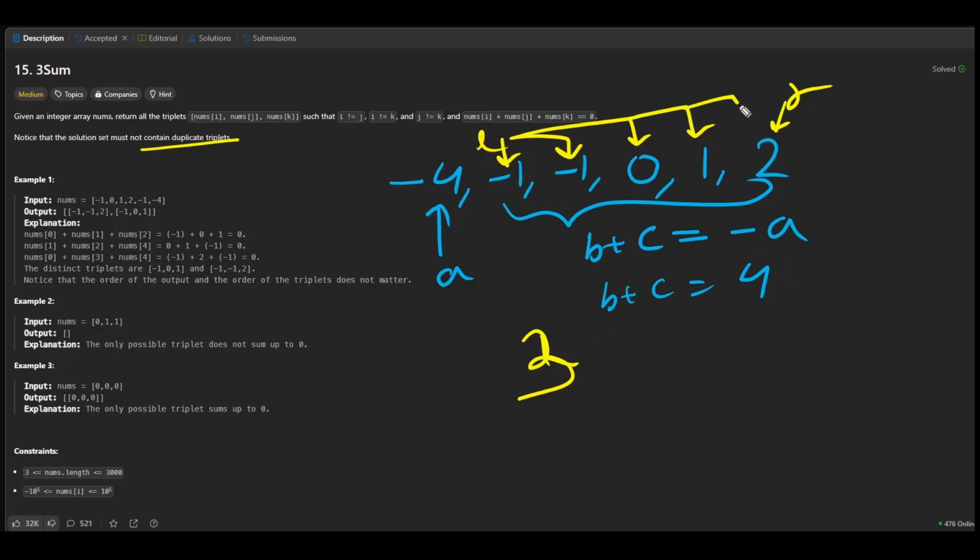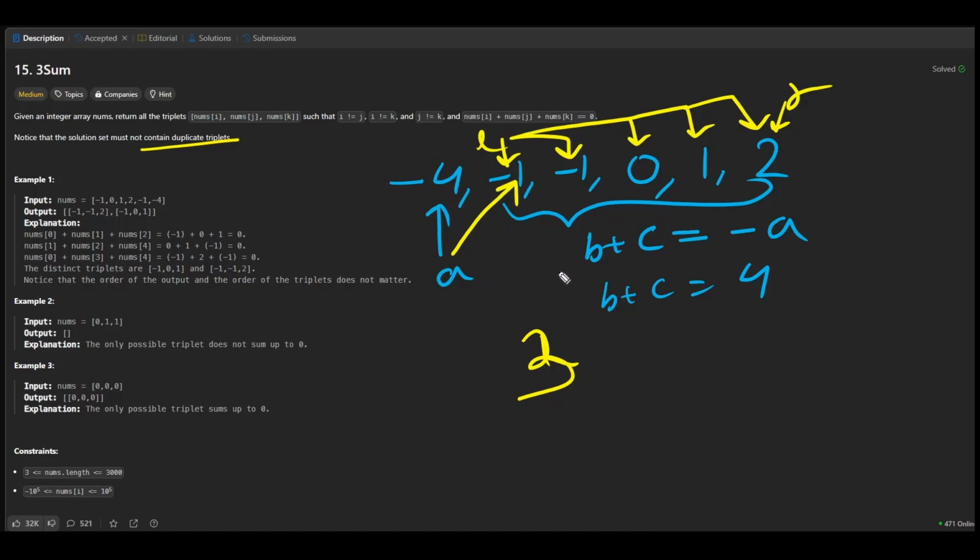Now L again moves to the next element. Now left became equal to right. This is invalid. We are supposed to find two elements, not one. So this would be an invalid condition, which means that our assumption of fixing A at negative 4 was incorrect, which means let's move A to the next unique element. If it was minus 4, we would not move it because that would result in the same solution. So let's not move to the same element. Let's move to the next unique element. So negative 1 over here.